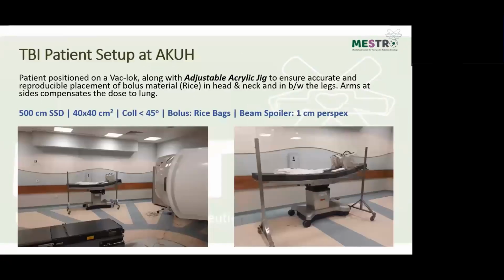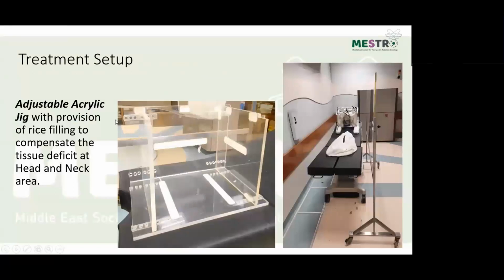This is our patient setup. We are using an SSD of 500 centimeters just along the wall, and we are using rice bolus for the compensation of the tissue deficit, and we are using 1 cm perspex sheet as a beam spoiler. What we have actually changed from the current technique is the adjustable acrylic jig to compensate for the tissue deficit at the head and neck area.